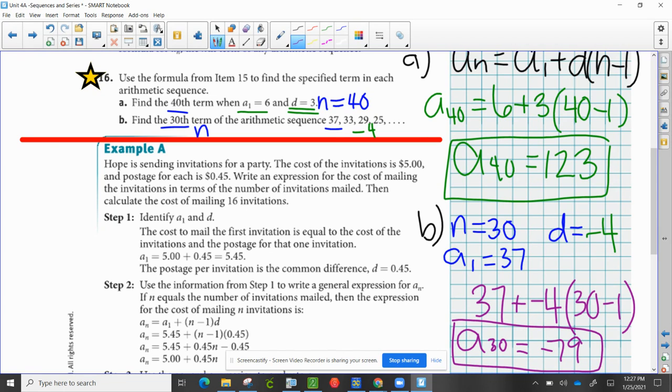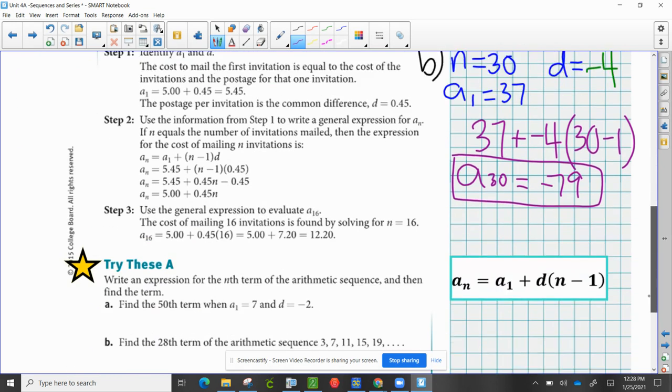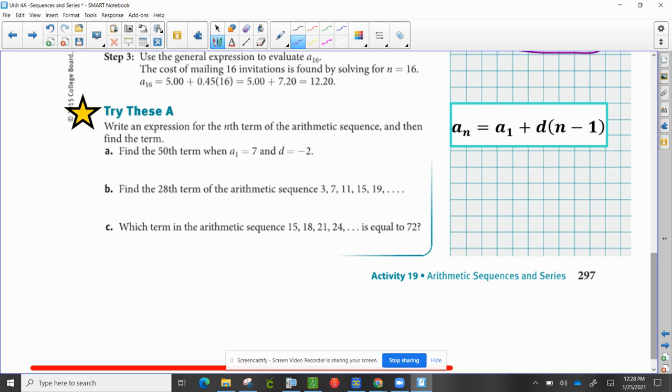Okay, and that's how you find any term in a sequence. If you know the first term and the common difference, you can find any term in that sequence. Okay? So we're just going to wrap up here at the end. I'm going to have you guys try A and B. So let's start with those. So for A, it says find the 50th term when A1 is 7 and D is negative 2. Okay? So take that and plug it into the formula and see what you get for A.